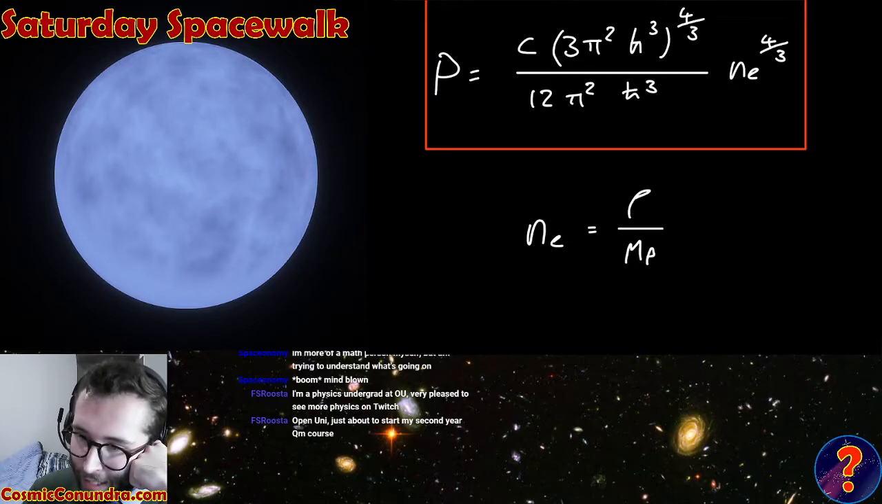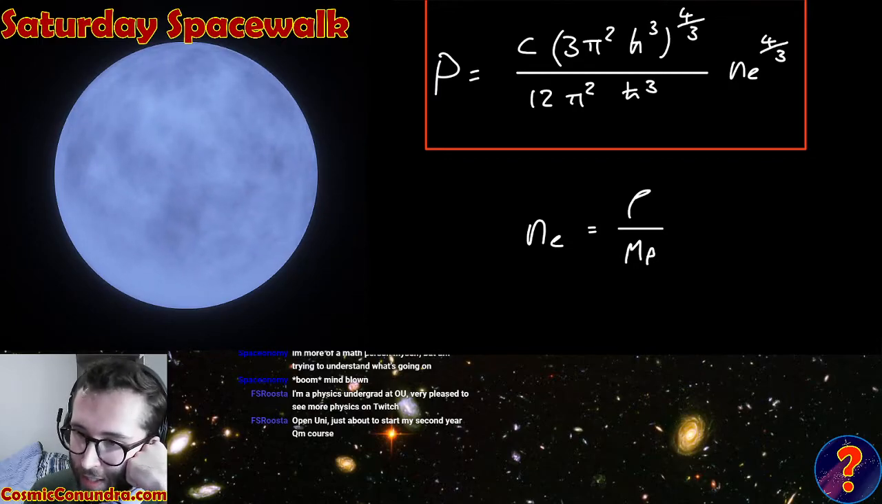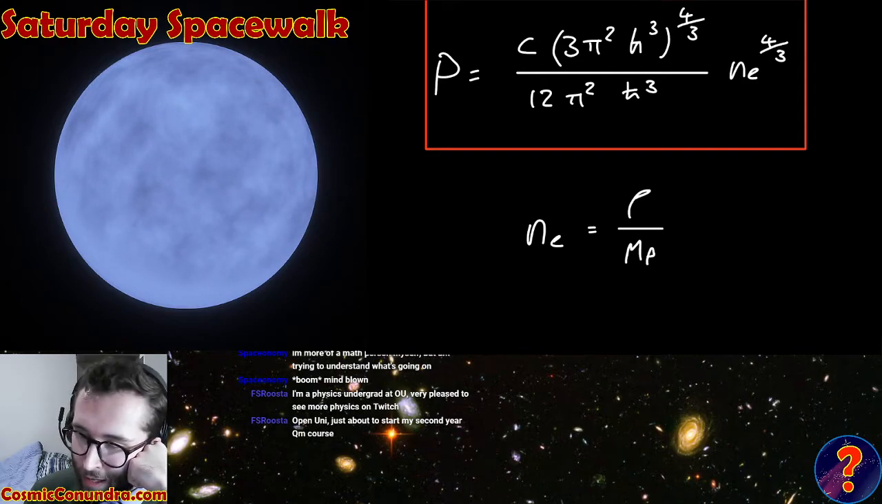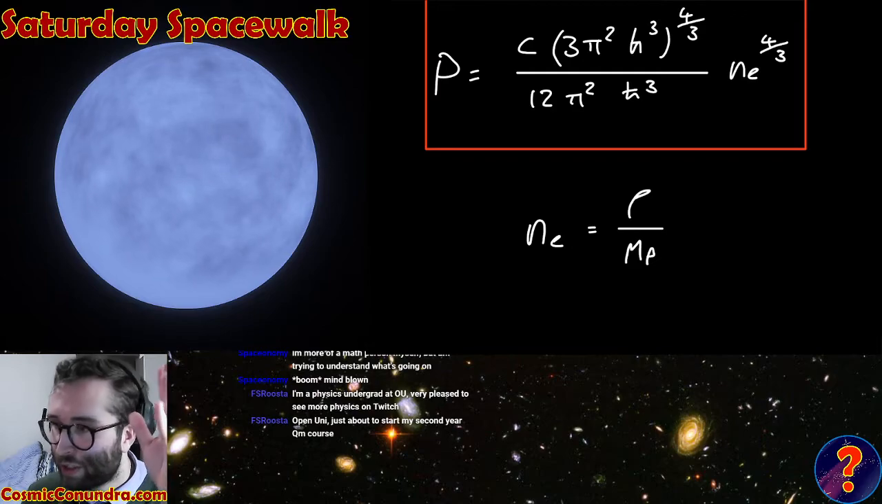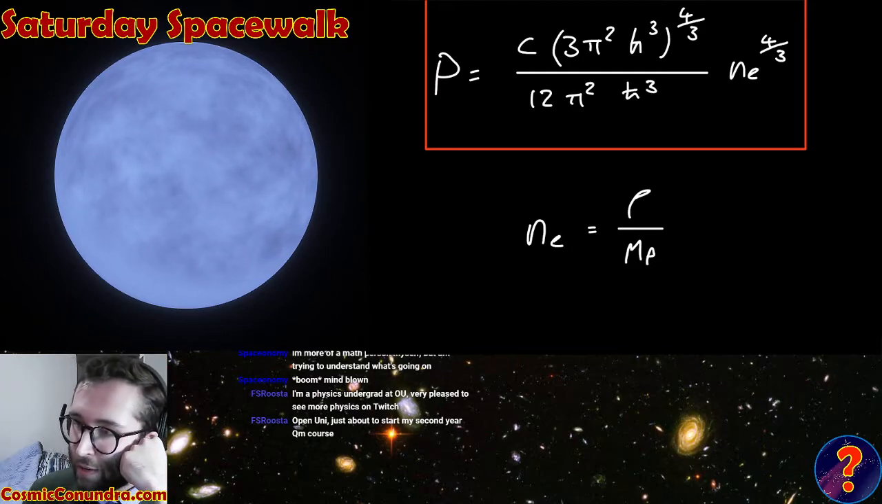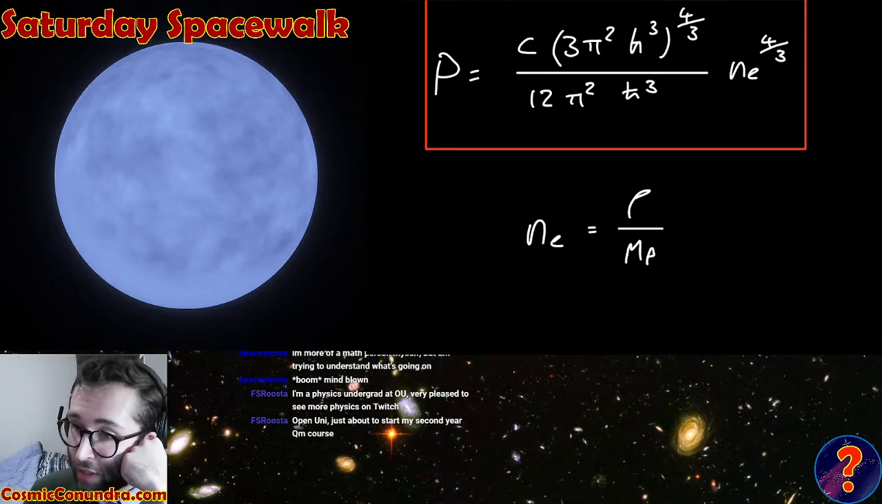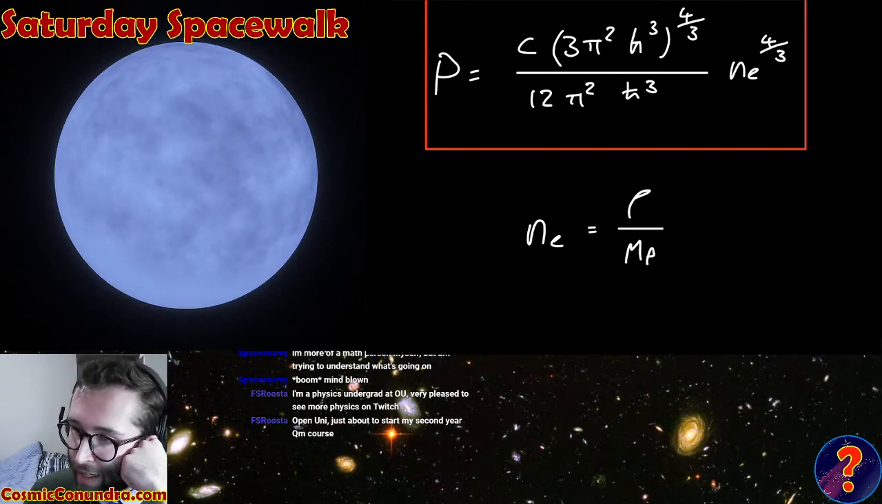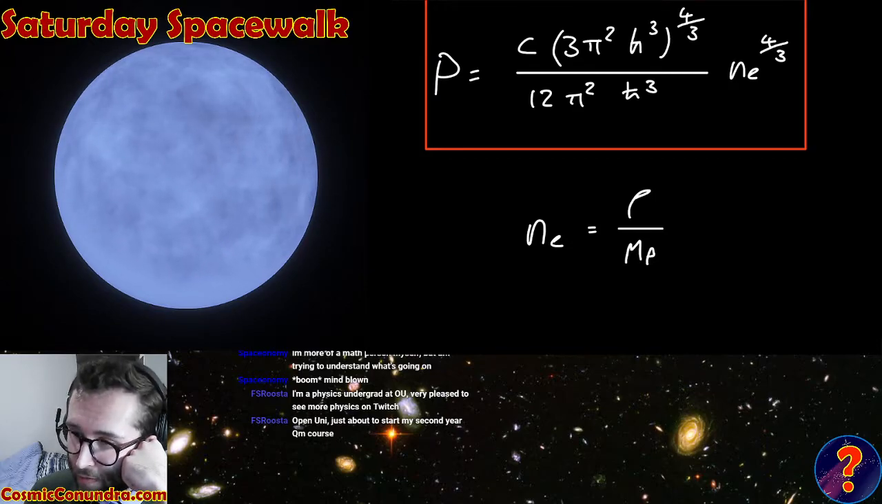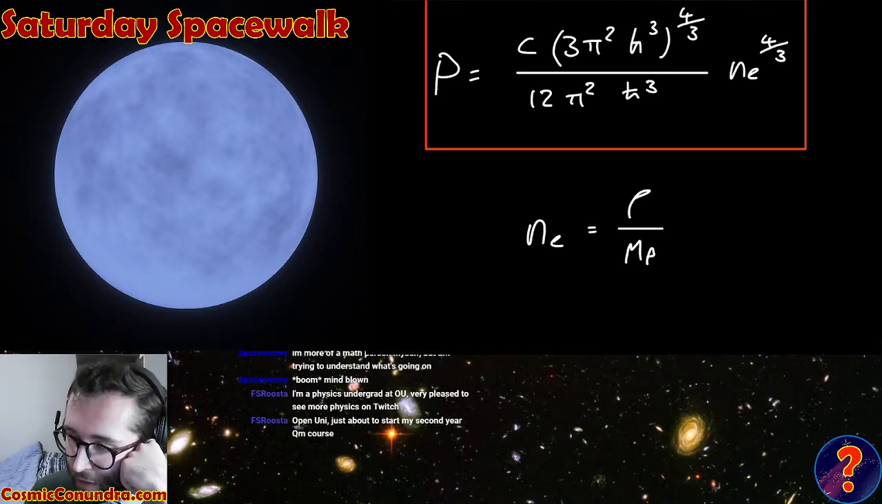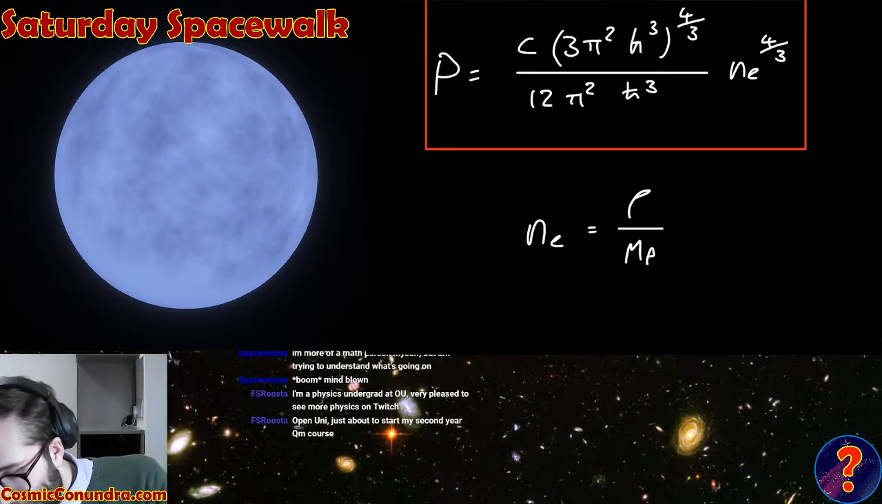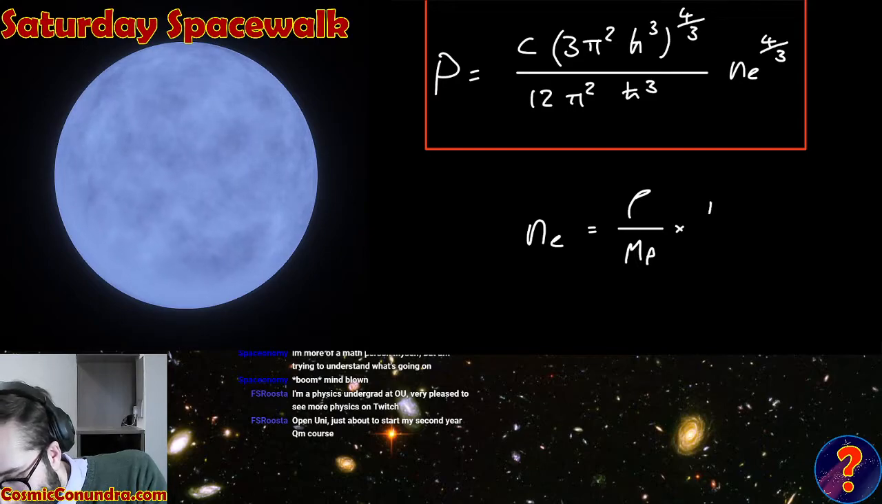Now we're neglecting to consider the mass of an electron because it's about 1,000 times smaller than the mass of a proton and the mass of a neutron, so it'll be a very small correction and it won't really matter. So this tells us how many protons and neutrons are inside of the star per unit volume, and now to convert that to the number of electrons per unit volume, we multiply by a factor of a half.